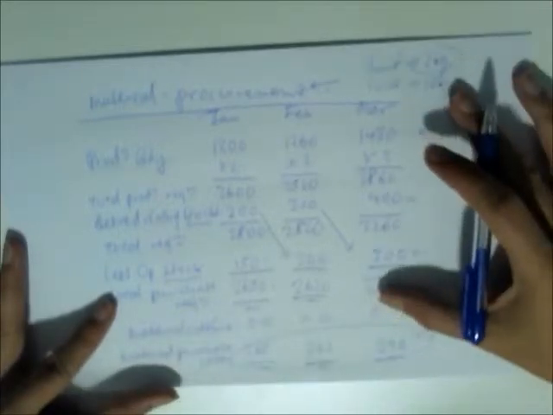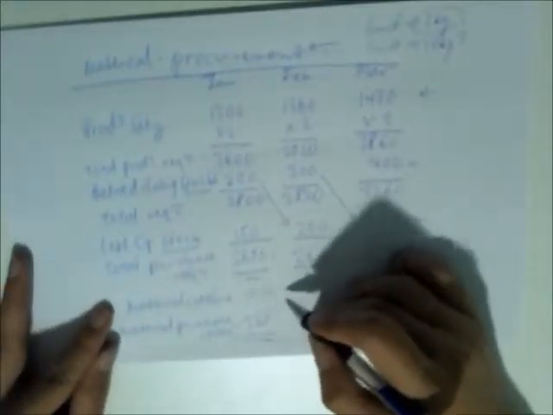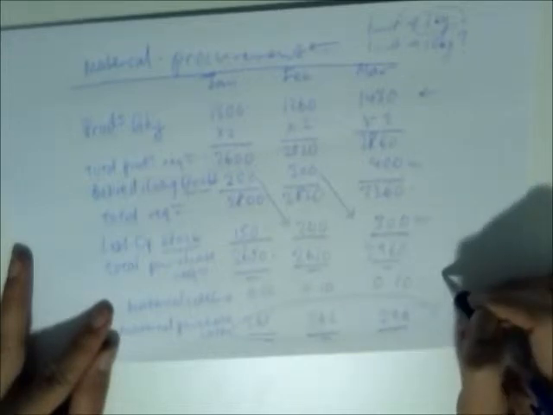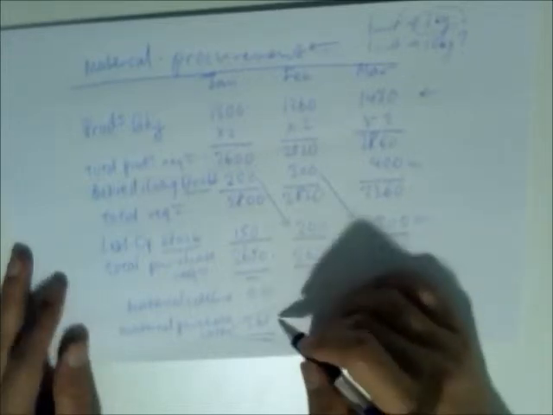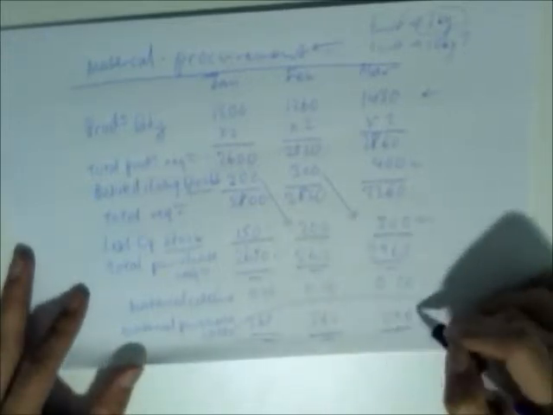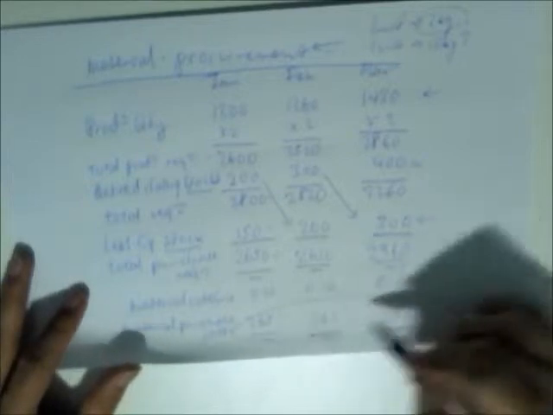Okay, so this is generally how it's prepared, and then once you have the total purchase requirement multiplied by the cost per unit of raw material, that gives you the total material purchase cost. Now when this payment will be made depends on whether there are any credit terms.